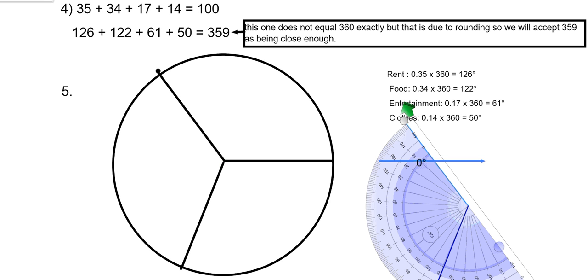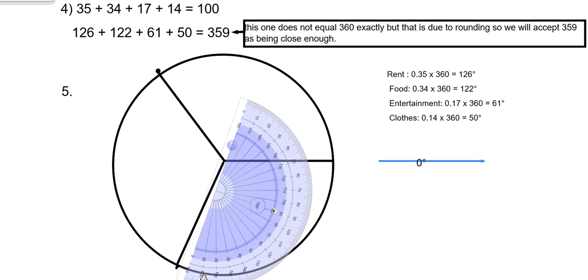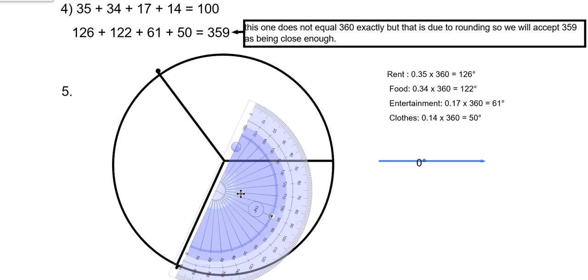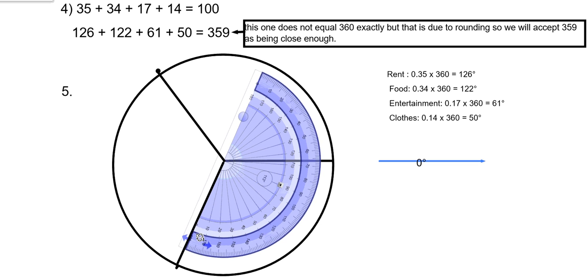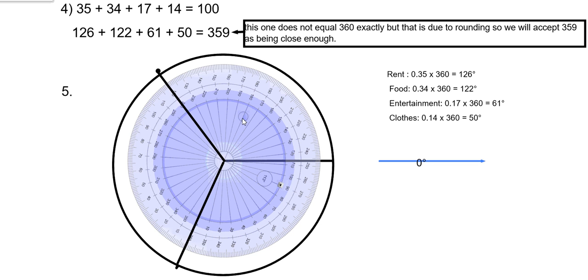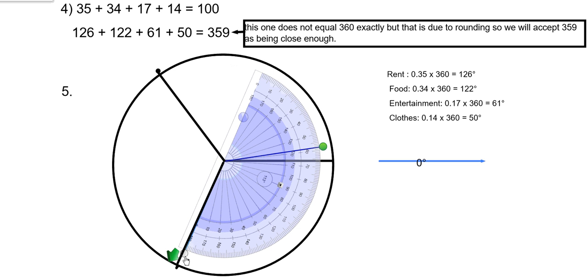Now what we're going to do is continue. We're going to do 61 and 50 degrees in the exact same fashion. So turn your protractor around, use the last line you drew as your starting point. Now that this is all flipped around, I can line it up properly. Here we go. I'm going to find 61 degrees as my starting point. So here we go, all the way to 61.